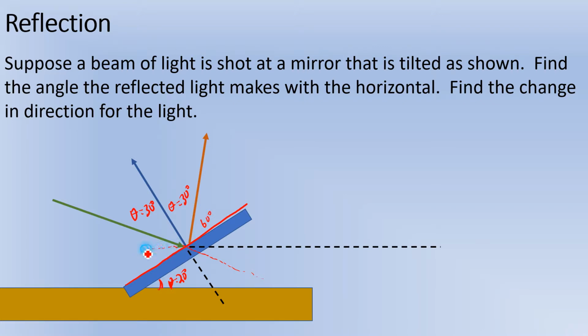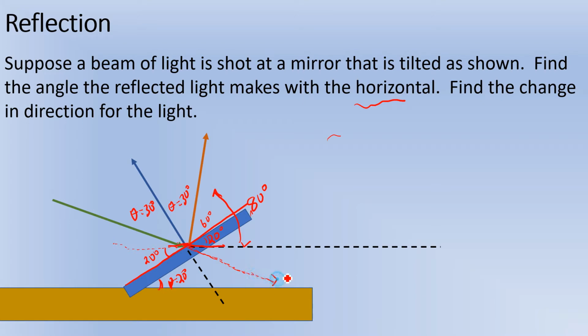I'm going to extend my horizon a little bit. And by alternate interior angles, I know that this one is 20 degrees. And by vertical angles, I know that this one over here is going to be 20 degrees, this angle. So let's first answer, what angle does it make with the horizon? Well, the angle it makes with the horizon is going to be this, and that's going to be 80 degrees, 60 plus 20. The next thing it's going to ask is, what is the change in direction of light?